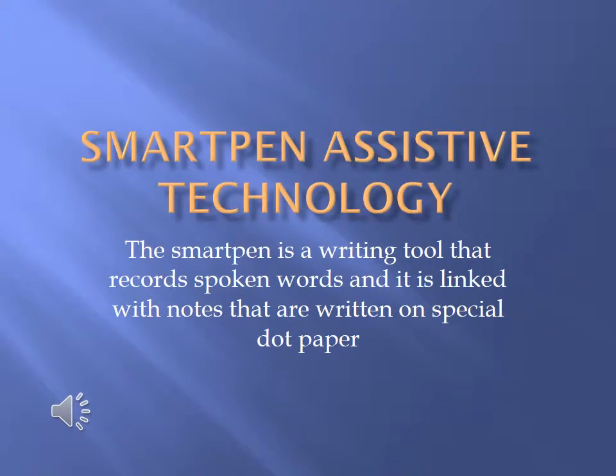The Smartpen is a writing tool that records spoken words, and it is linked with notes that are written on special dot paper. Smartpens help learners be more successful by allowing them to be more independent and engaged in lessons. There are so many ways a Smartpen can be used.